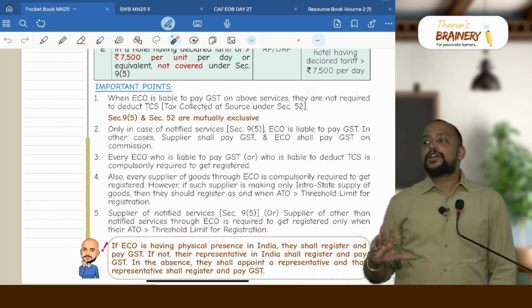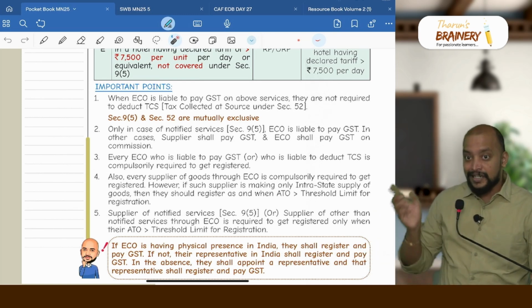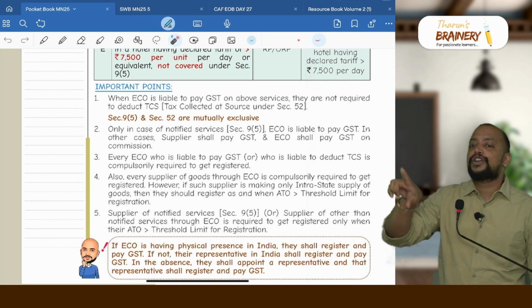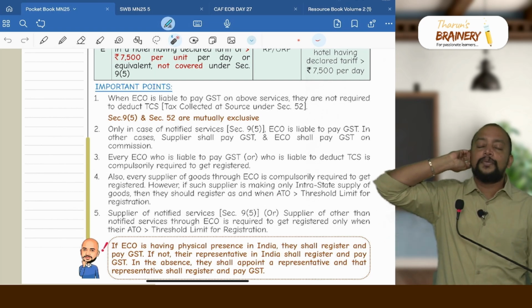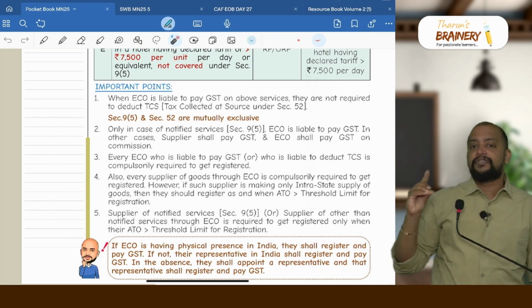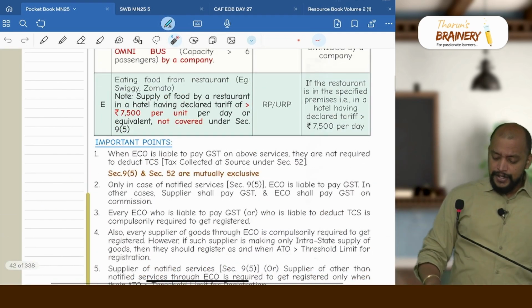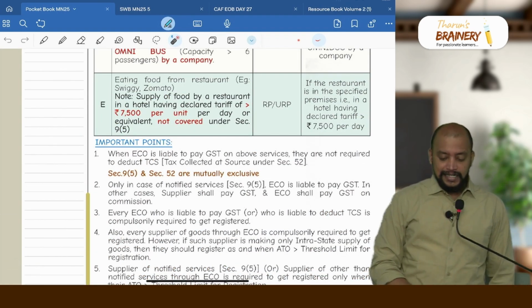And generally, the e-commerce operator can make payment of GST through the electronic credit ledger or the electronic cash ledger. But in case of restaurant service through an e-commerce operator, that e-commerce operator should pay GST only from the electronic cash ledger, not from the electronic credit ledger. Then these are other points. So with this, charge under CGST is over.